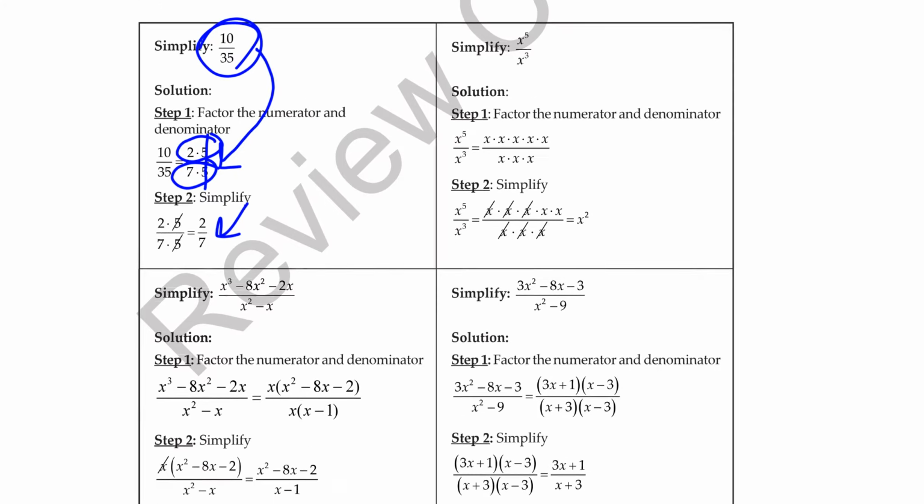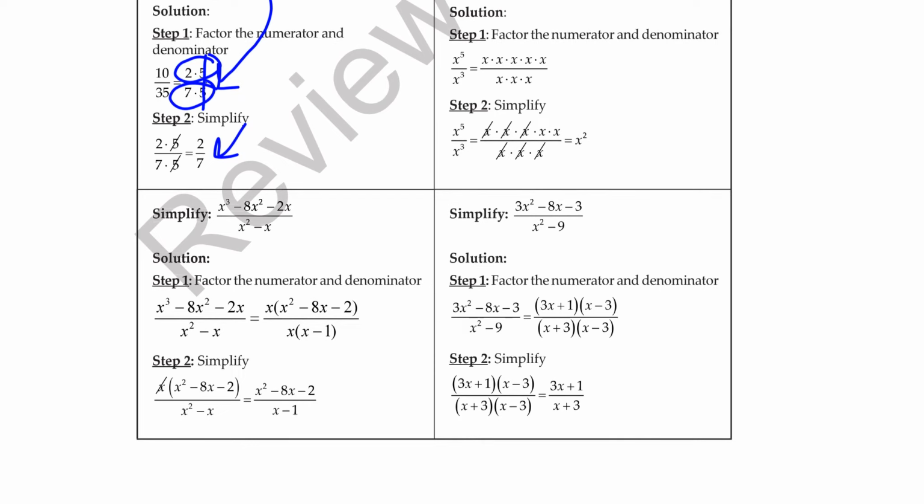When we look down here at a more complex rational expression, we have a trinomial, x cubed minus 8x squared minus 2x, being divided by x squared minus x. And again, we can factor the numerator by factoring out a GCF of x. We're left with x squared minus 8x minus 2.